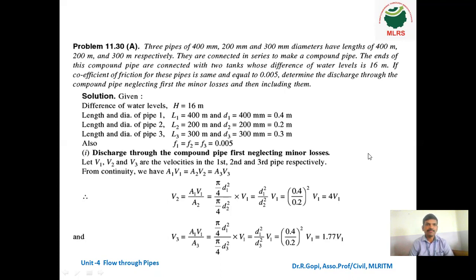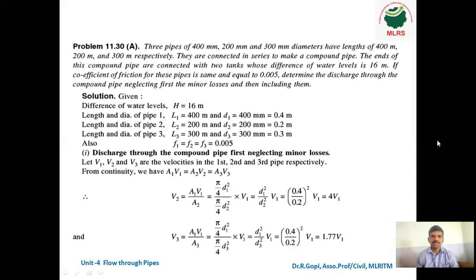Length and diameter of pipe 2: L2 is equal to 200 meter and D2 is 200 mm, which is equal to 0.2 meter. Length and diameter of pipe 3: L3 is equal to 300 meter and D3 is equal to 300 mm, which is equal to 0.3 meter. Also, f1 is equal to f2 is equal to f3 is equal to 0.005. This point is very important. They gave a common friction factor for all the pipes. This is a very important point.